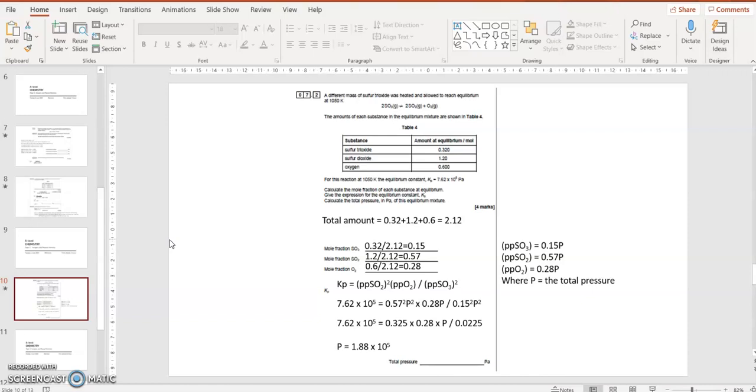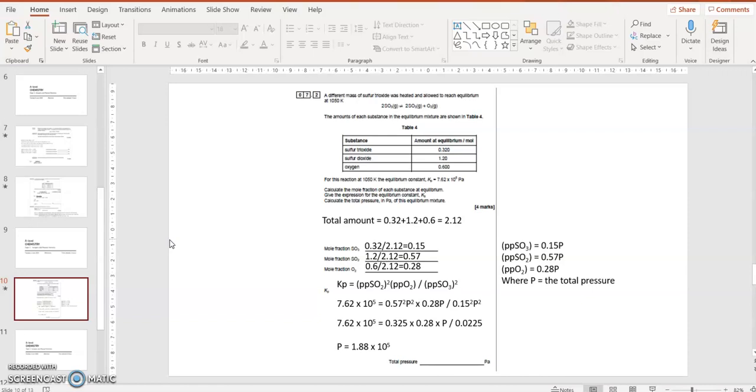If I add all of those up, it comes to 2.12. I need to scale that down to be 1 so I can work out the mole fraction. So 0.32 divided by 2.12 is 0.15, 1.2 divided by 2.12 is 0.57, 0.6 divided by 2.12 is 0.28. I've now got the mole fractions of each.